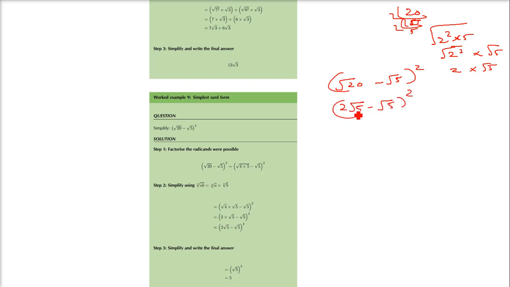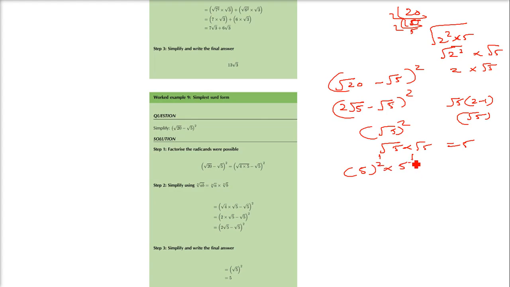But we know 2 root 5 minus root 5, if you take root 5 common from here, it will be 2 minus 1. I am taking root 5 common, it will be 2 minus 1, that is 1. That is root 5 only. And root 5 square is what? Root 5 into root 5 is 5. How? Because 5 raised to the power half into 5 raised to the power half adds up, half plus half is 1. So it will be 5. Either way you do, it will be 5.